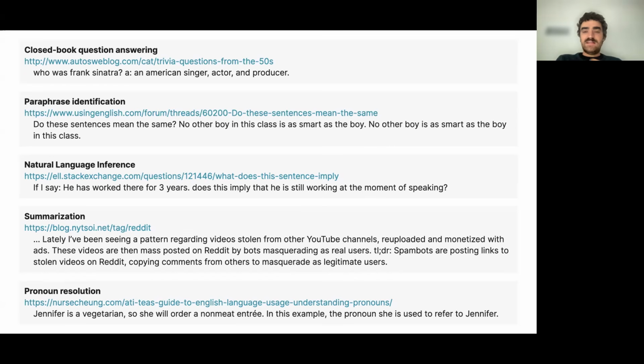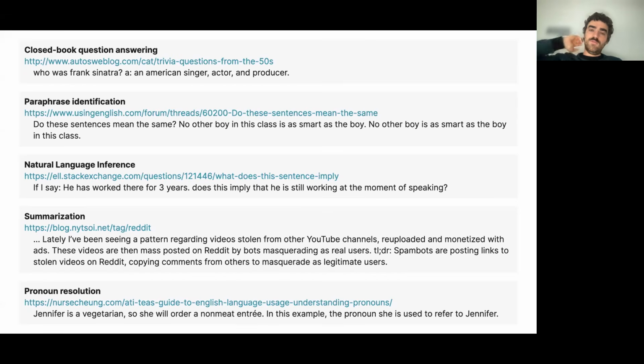No other boy in this class is as smart as the boy. No other boy is as smart as the boy in the class. So this is a classic natural language processing task, paraphrase identification. Do these two sentences mean the same thing? Same with natural language inference, summarization, the example I gave a little earlier, even pronoun resolution.